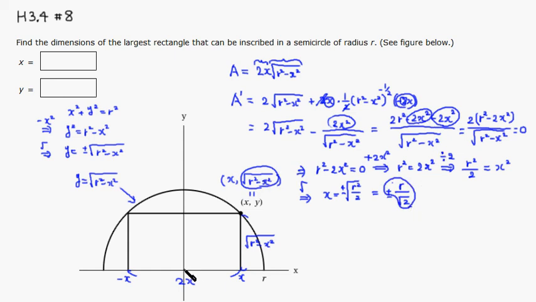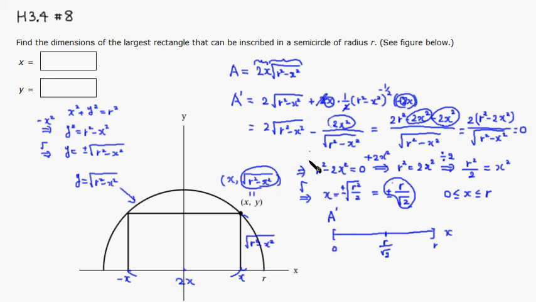So x only goes from 0 all the way to r. Maybe I should write that: x is between 0 and r. That's a critical number, and let's make sure that we get the maximum area there. So x is between 0 and r, and r over the square root of 2 is somewhere around there.